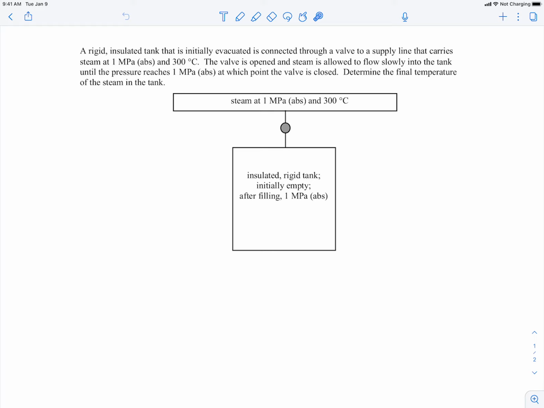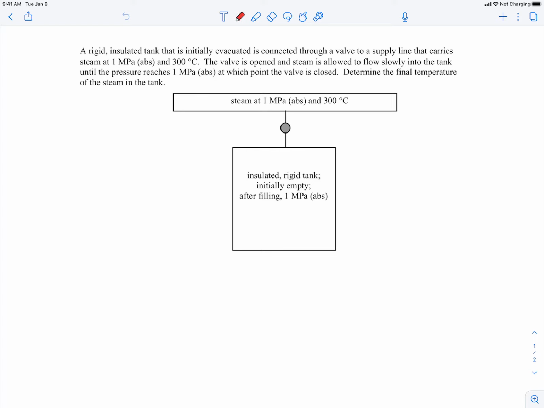It's the pressure that pushes the steam into the tank. So once the pressure's equalized, there's no more steam that goes into the tank. And we're asked to find the final temperature of steam in this tank. So this is going to be a first law analysis problem. The reason I think that is because we're trying to find a final temperature, so that is related to internal energy, which makes me think of the first law.